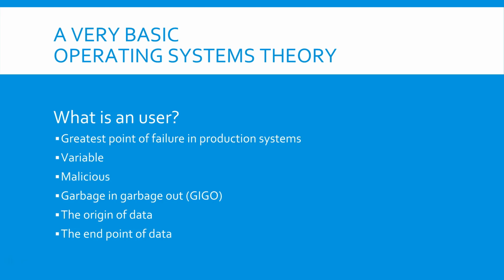They're incredibly variable. It's really hard to guess what they're going to do. They could be flat out malicious. A lot of times they are malicious. They actually try to break things. Again, garbage in, garbage out. If you get bad data, you're going to give out bad data.